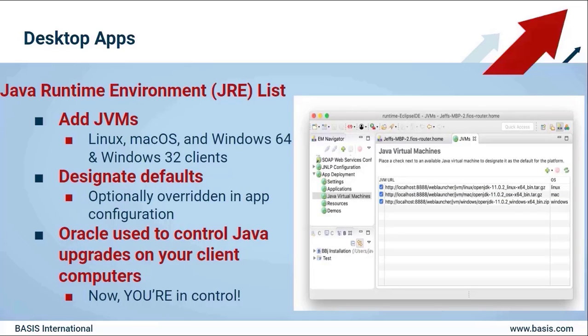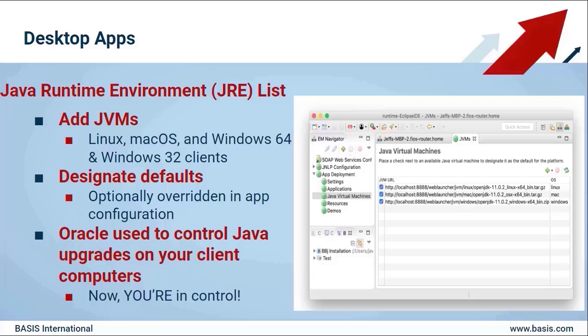Java runtime environment. This is the JRE list. Added JVMs. You can add JVMs for Linux 64-bit, Mac OS 64-bit, and Windows 64 and 32-bit Windows clients. So this is where you go add the JVMs that you want to use for your client desktop. We do have designated defaults, which is being shown here, but you can also overwrite these defaults in the individual app configuration.